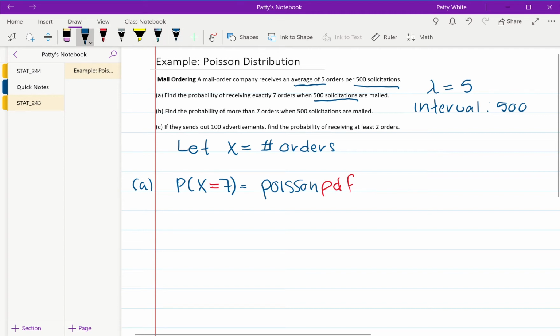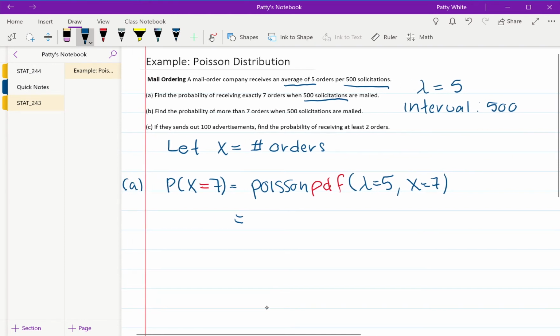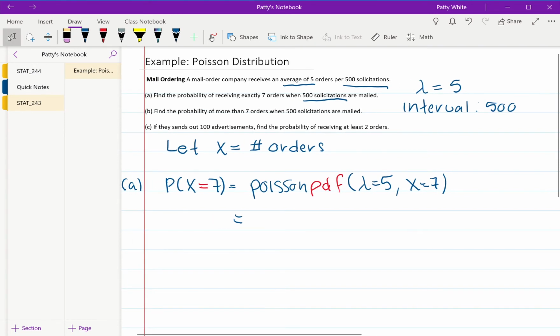Our calculator is going to ask us for a couple things. It's going to ask us for our lambda. Our lambda is equal to 5, and our x value is equal to 7. When we put that into our calculator, I end up getting 0.1044, and then the next number will be a 5 if I round to 4 decimal places.